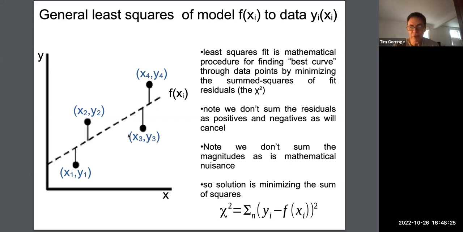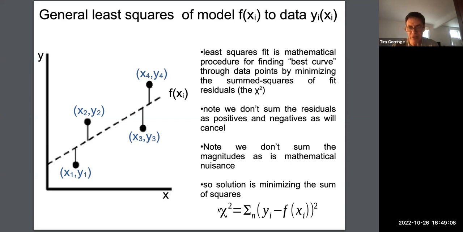A second thing we don't do: you could imagine, well, I won't sum the residuals because of the signs, I'll sum the magnitudes of the residuals. And that would work to find a best curve through the data, or a best straight line through the data. But it's mathematically, computationally more awkward. And so that's what leads to the idea of summing the squares of the residuals and minimizing that sum of squares of the residuals, what we call the chi-squared. And so that's this formula down here.